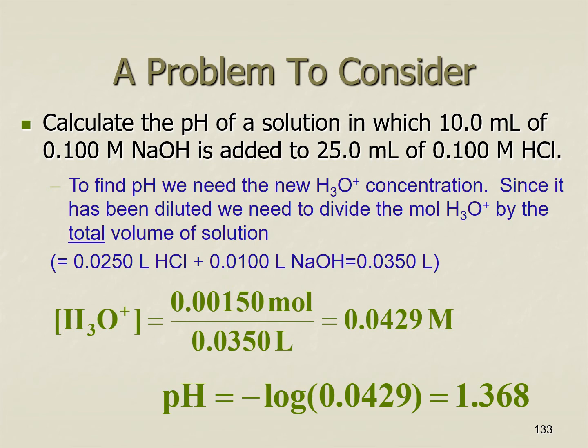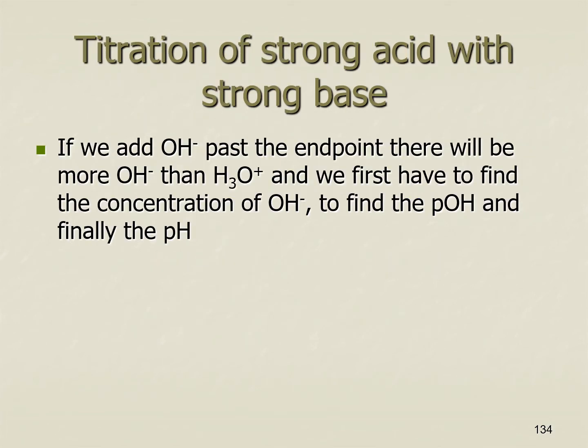You can do this process anywhere in a strong acid, strong base titration. So what if you had added 20 mLs of NaOH? Well, you would figure out how many moles of NaOH were added, figure out which one is more, subtract the two, find out which one you have excess of, divide by the total volume, and that will give you the concentration of, in this case, H3O plus. If your OH negative is in excess, then you'll have OH negative concentration. So if we add the OH negative past the endpoint, then we'll have more OH negative than H3O plus.